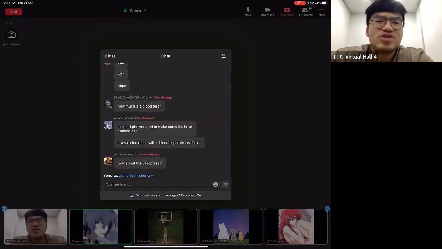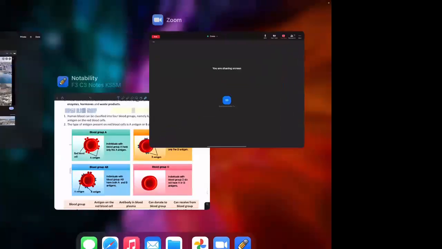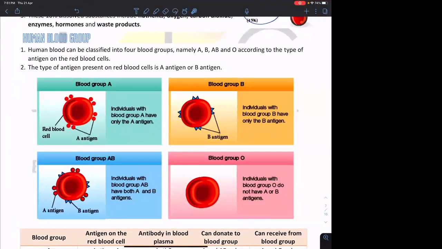So what makes you have different blood groups? Okay, let's go back to this part. All right, so think of it this way.